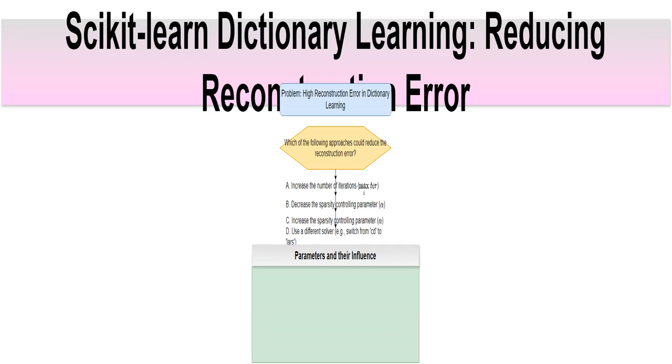This problem focuses on using Sklearn's dictlearning function. We'll explore how to reduce the reconstruction error, which basically means making the model's predictions more accurate and closer to the actual data. We'll learn about parameters that control this process. It's like fine-tuning a recipe to get the perfect taste.